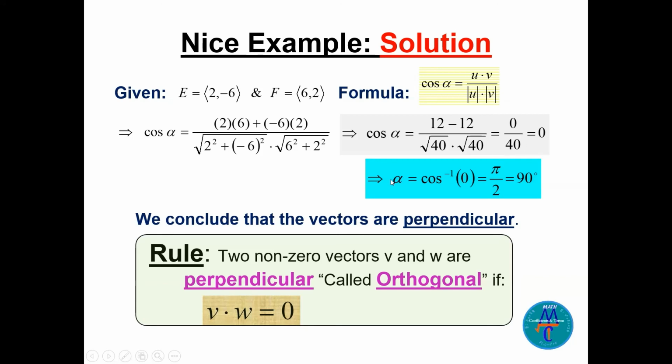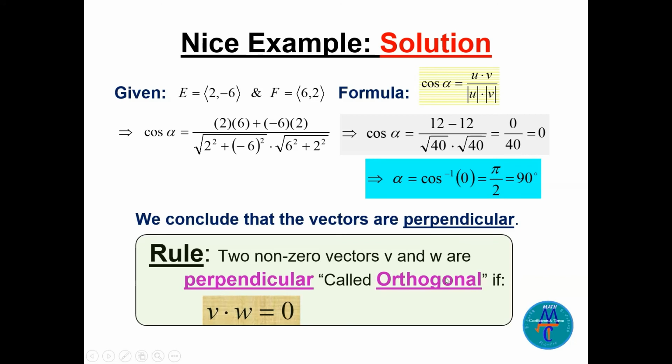So let's find alpha now. Cosine inverse of 0. What is the angle whose cosine is 0? That's pi over 2, 90. Just imagine two vectors, the angle between them is 90. So we can conclude that the vectors are perpendicular. Now, one important word we use for perpendicular in vectors, we call them orthogonal.